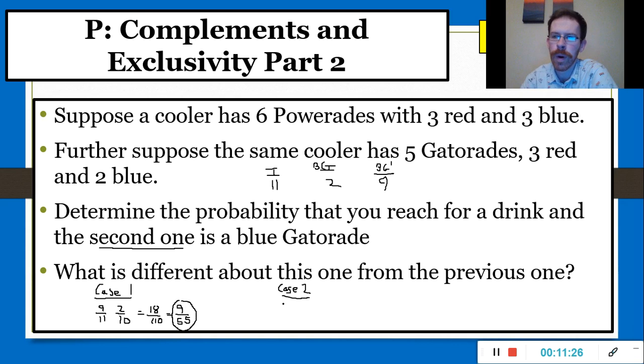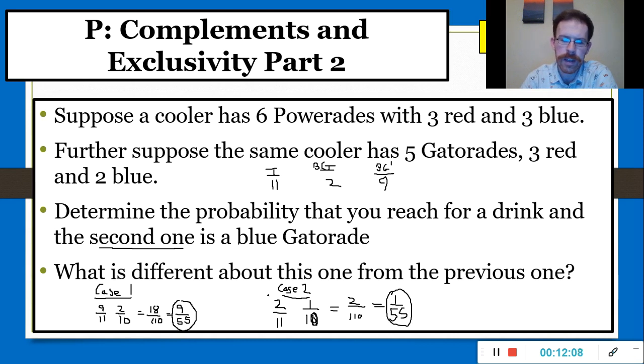Now let's consider case 2. What if both drinks we grab are blue Gatorades? They're always named something weird. Alright, so there are 2 blue Gatorades, and in the beginning there's 11 drinks. Well, after we've already picked one, there's only 1 blue Gatorade left out of 10. And that is a 10. We multiply those together, and that's going to give me 2 out of 110. Well, if we simplify that down, that's going to give us 1 out of 55.